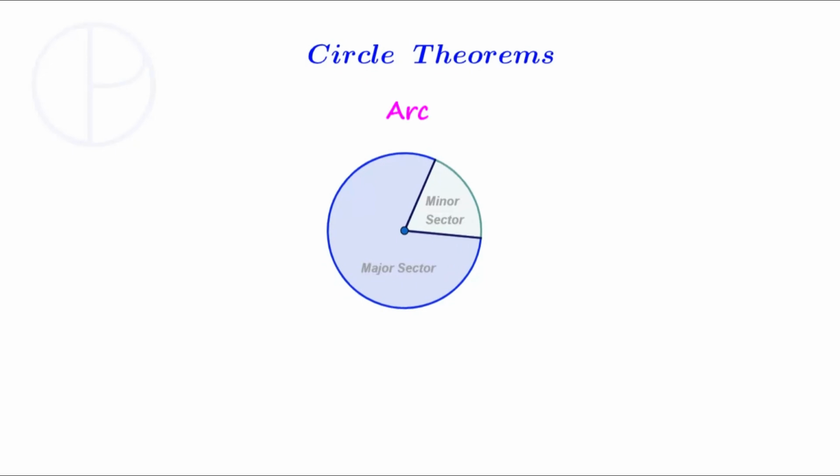Arc. The curved edge of the sector, which is part of the circle's circumference, is known as an arc. A minor arc is the shorter, smaller arc connecting two points on a circle's circumference, subtending a central angle of less than 180 degrees, or simply the arc in the minor sector. This part is longer and the central angle is greater than 180, so this is a major arc.